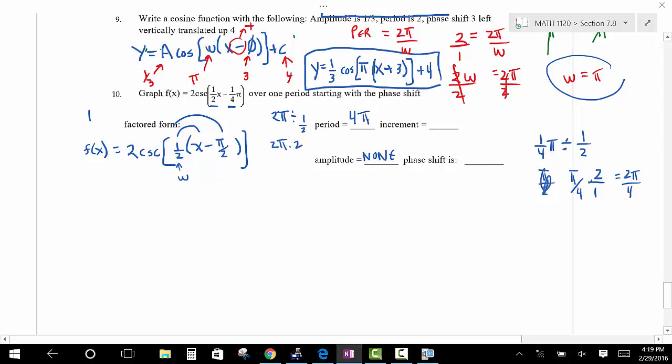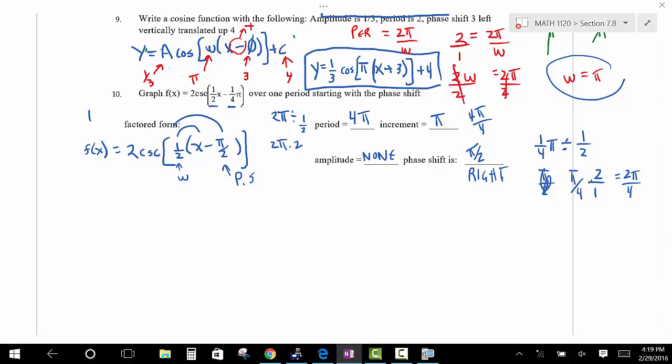It got stretched. How do you find the increment? Take the period, divide it by 4. So the increment's going to be pi. If you go 1 pi, 2 pi, 3 pi, 4 pi, then you're up to the end of that period. What's the phase shift? Which way? There you go. So it's pi over 2 to the right. It's got a minus sign. That's the way it works.